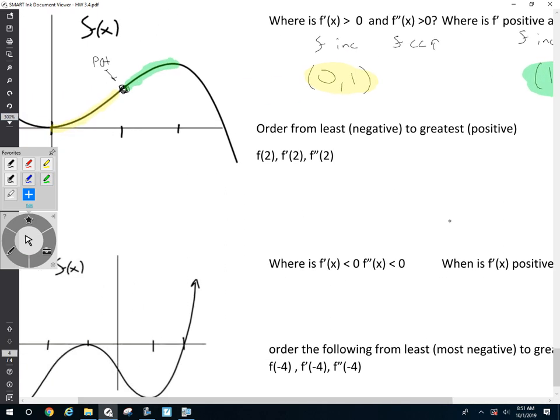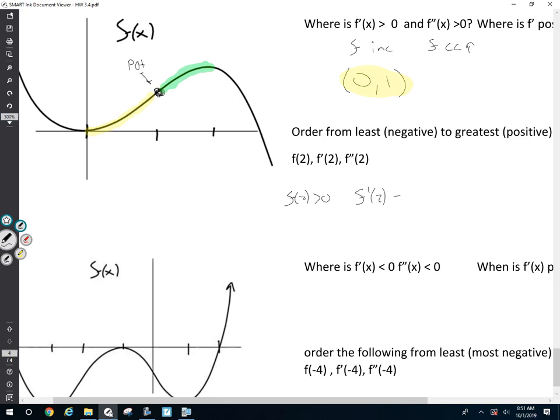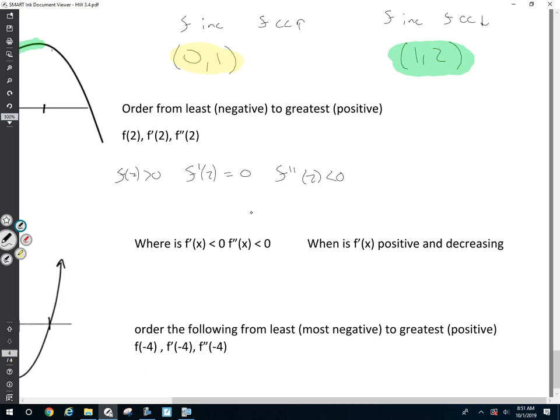Order from least to greatest: f of 2, f prime of 2, f double prime of 2. F of 2 is a positive value. So f of 2 is positive. Okay, great. F prime of 2. Oh, the slope of the tangent to f at 2 is 0. I look at the slope of the tangent to f. F double prime of 2. Okay, well, the concavity of f is concave down, so that means the second derivative is negative. So if I'm ordering them, I got my negative value, which is going to be less than my 0 value, which is going to be less than my positive value. It's interesting.